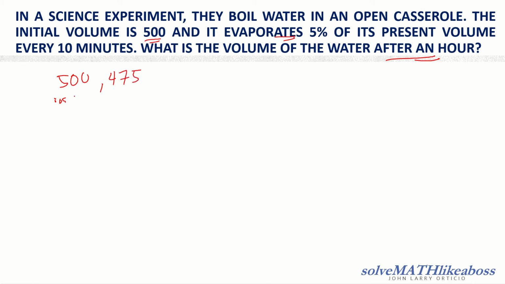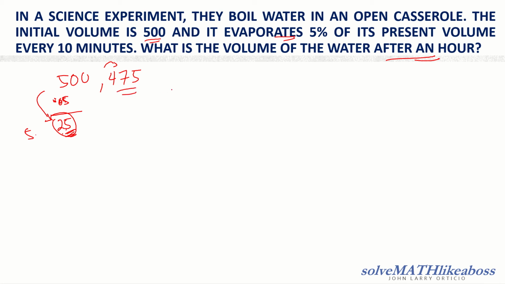Kasi 5%, ano bang 5%? Pag tinimes mo yung 500 sa 0.05, makakakuha ka dyan ng 25. Yan yung magiging result mo. I-calculator nyo lang yan, 500 times 0.05. Ito na sabi, 5% of its present volume every 10 minutes. So, ibig sabihin, ima-minus pa natin siya sa original natin na 500, kaya nakuha ko yung 475. Na kung i-analyze natin, yung 25, siya yung 5% ng 500.